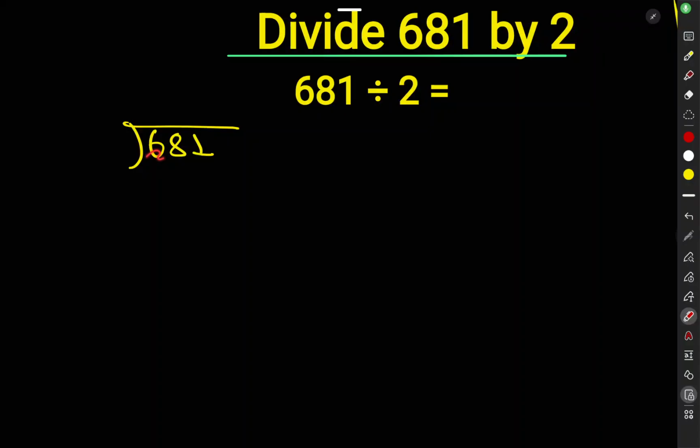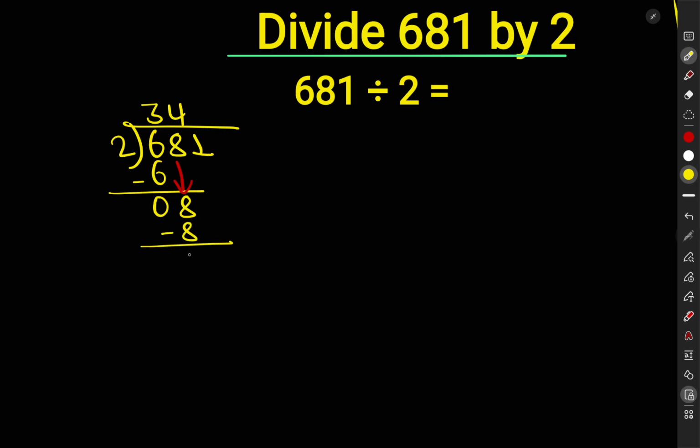We divide 681 by 2 in a long division method. So 2 times 3 is 6. On subtracting we get 0. So now we put down this 8 and 2 times 4 is 8.